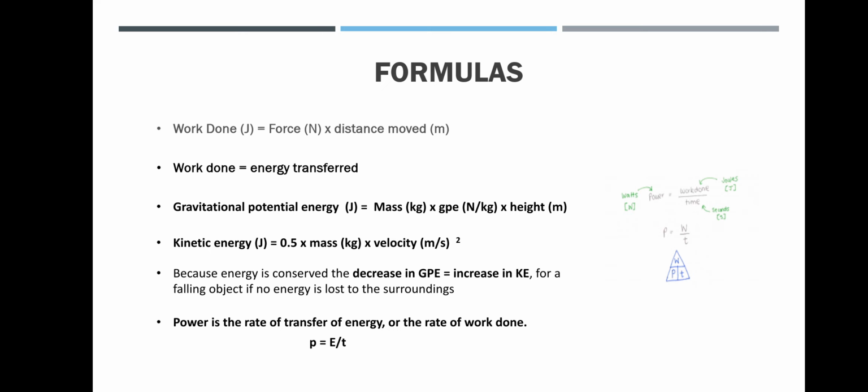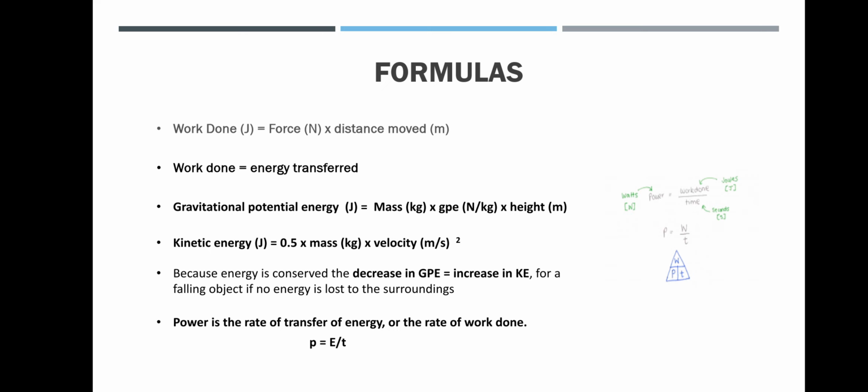Next up we have, now because energy is conserved, what happens is that the decrease in GPE, or gravitational potential energy, is equal to the increase in KE, or kinetic energy, for a falling object if no energy is lost to the surroundings. Next up we have power, which is the rate of energy transfer or the rate of work done.